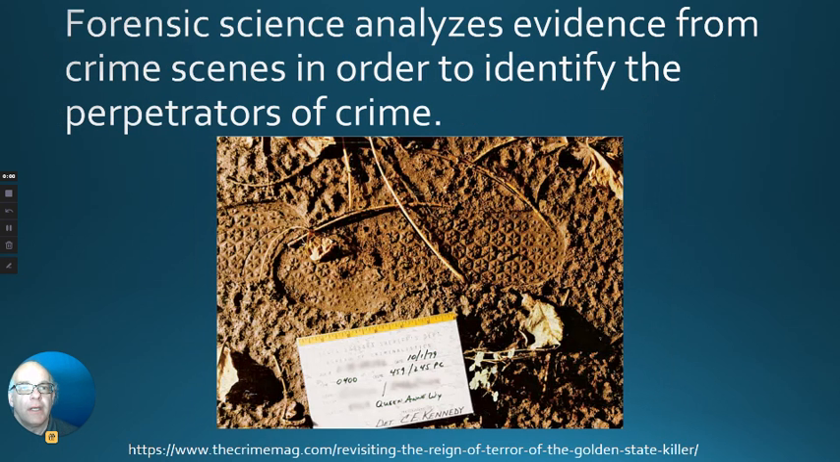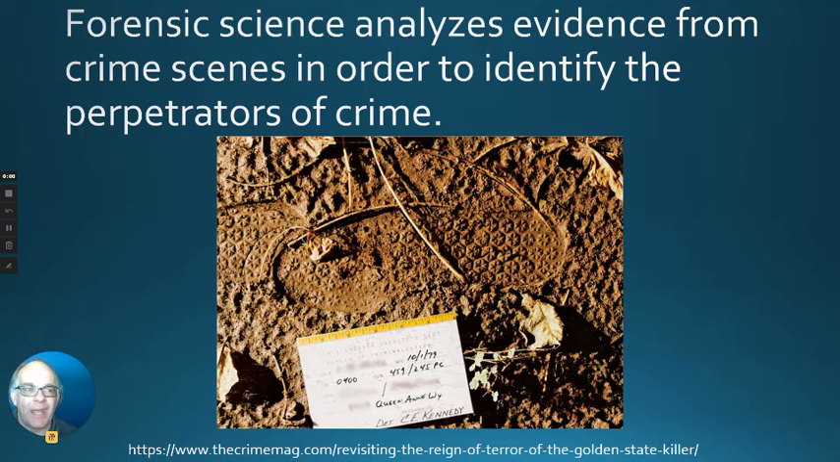Now, when you have a crime that occurs, there is often an attempt to figure out who the perpetrator is, who committed that crime. Forensic science is an area of science that analyzes evidence from crime scenes in an effort to identify who is responsible. They can look at things like blood evidence to do blood typing, A, B, O, even before the ability to study DNA.